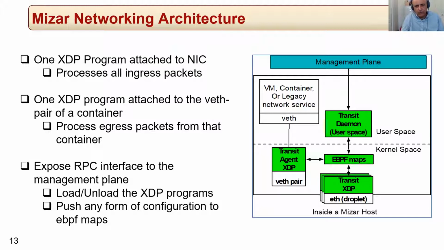Essentially, we have two programs on each host. One XTP program attached to the NIC, and it processes all the ingress packets. And then another XTP program which processes all the egress packets, and which is attached to the VS pair of a container or a VM or any workload, basically.